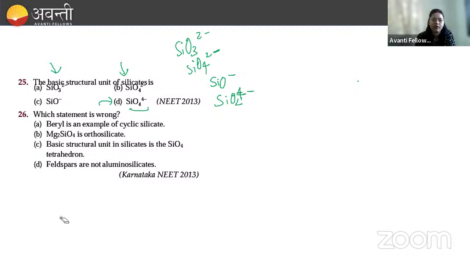Okay, next problem. Which statement is wrong? So here we need to find out which of the statements is wrong. Okay, not correct, we need to find out the wrong statement. Beryllium is an example of cyclic silicate. Mg2SiO4 is orthosilicates. Basic structural unit in silicates is the SiO4 tetrahedron. Feldspar are not aluminosilicates. तो अभी मैंने आप लोगों को बताया बेसिक स्ट्रक्चरल यूनिट इन सिलिकेट्स क्या होता है? SiO4 टेट्राहाइड्रॉन मॉलिक्यूल्स होते हैं. ठीक है, तो यहाँ पे ये स्टेटमेंट तो करेक्ट है.